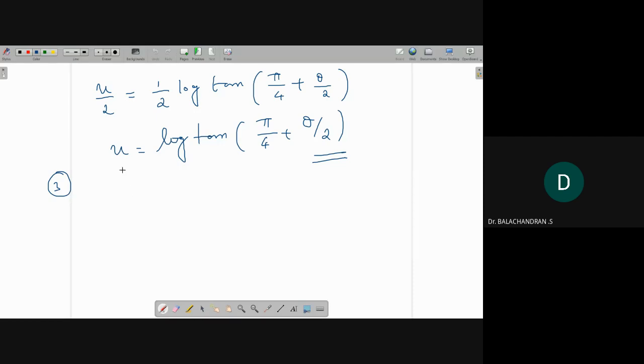So now I'll go to the third problem. If cosh u is equal to secant theta, prove that u is equal to log tan of pi by 4 plus theta by 2, and conversely.